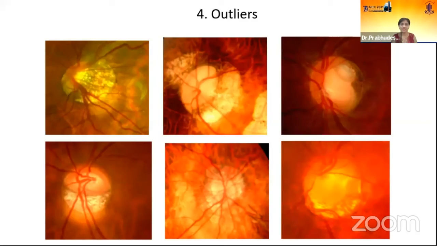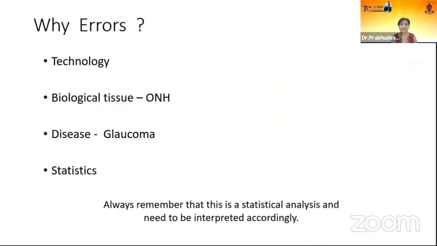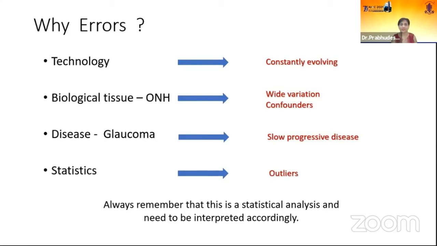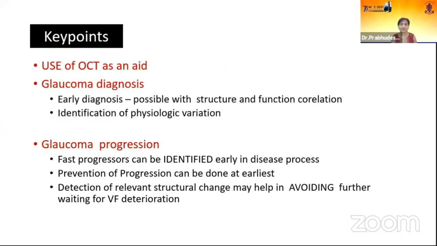So there are certain outliers where OCT is not helpful. So why are there some errors? Because it is a technology that is constantly evolving. What we are scanning or imaging is an optic nerve head, which is a biological tissue, and it has wide variation. There are many confounders. Glaucoma is a slow progressive disease, hence we don't know whether progression is there or it is just some variation. And because it is statistics, there can be outliers. So always remember that this is a statistical analysis and we have to interpret it accordingly.